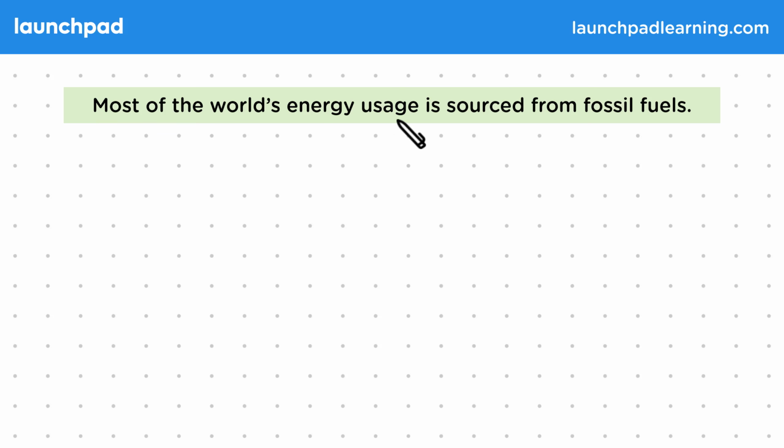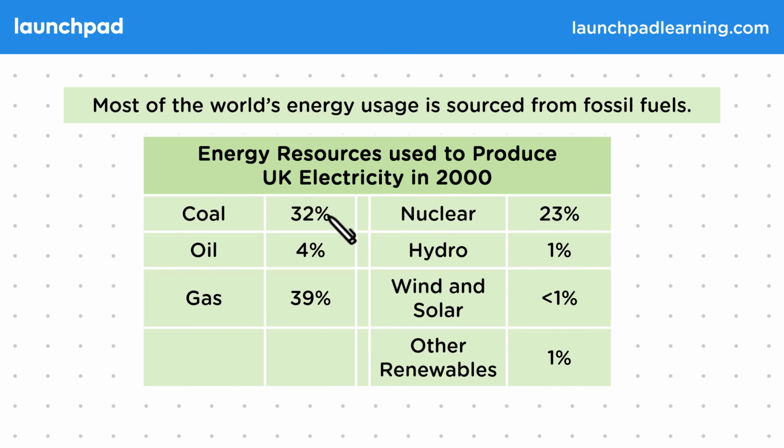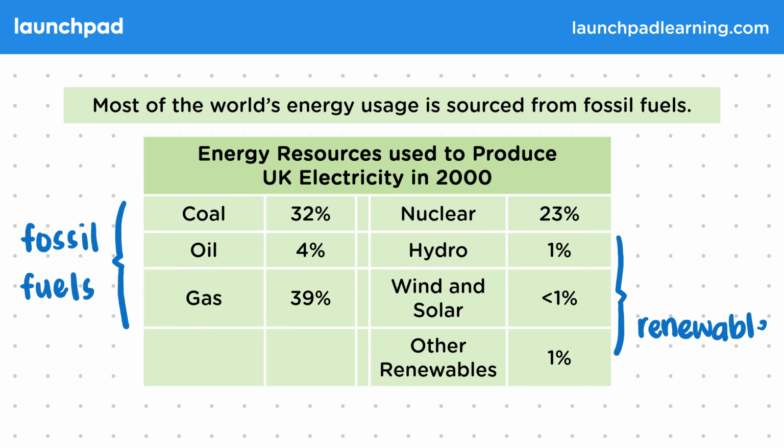Most of the world's energy usage is sourced from fossil fuels. This is because most fuel-using machinery was invented around the time of the discovery of fossil fuels. This table shows the energy resources used to produce UK electricity in the year 2000. The fossil fuels are presented on the left, and on the right you can see nuclear and also renewable energy resources. As you can see, mostly fossil fuels were used in 2000 and very little renewable.